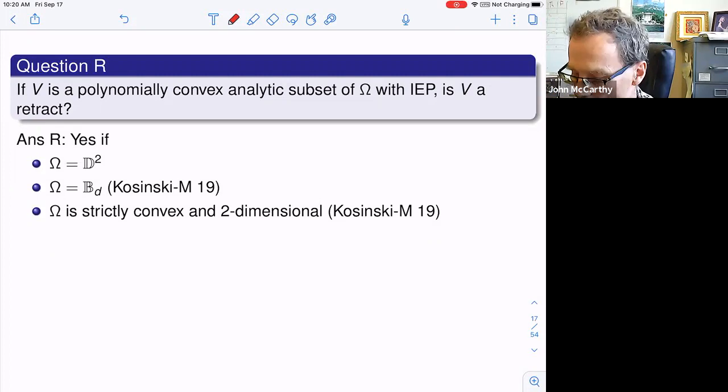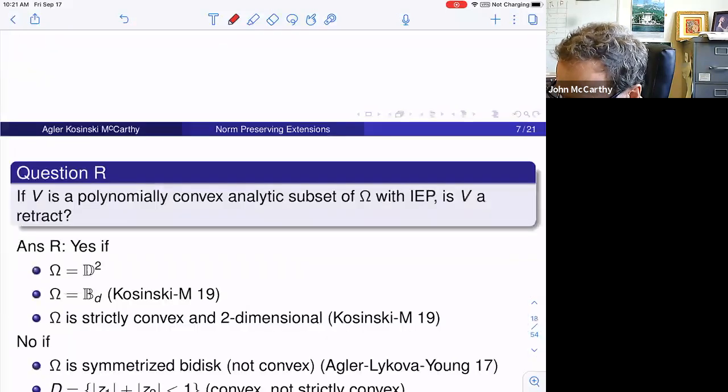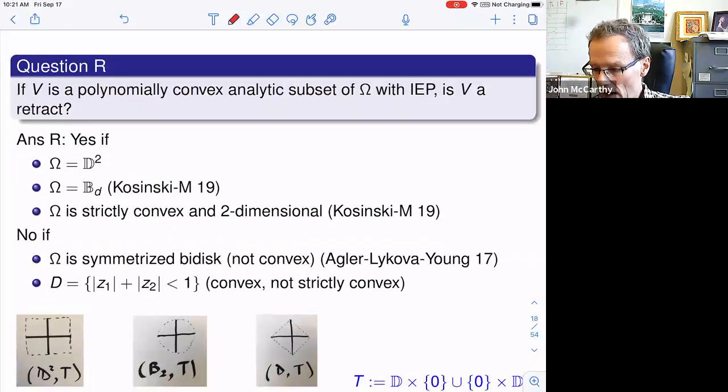And so Łukasz and I spent quite a lot of effort trying to prove this with more and more relaxed conditions on omega. But this turned out to be a bit of a fool's errand. If omega is the symmetrized bidisk, which is not a convex set, Agler, Lykova, and Young gave an example of a subset that has the isometric extension property, an algebraic subset, but is not a retract. And then there's an even simpler one.